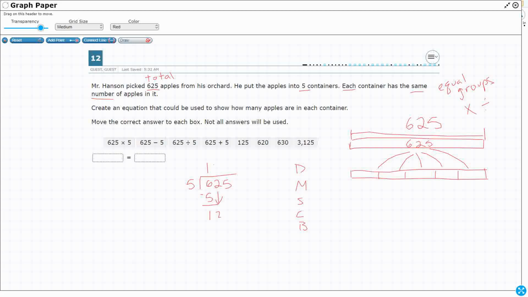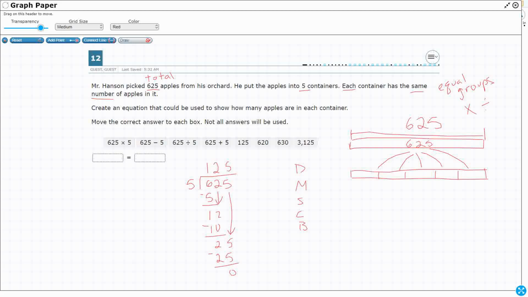5 goes into 12 twice. 2 times 5 is 10. Subtract. 12 minus 10 is 2. Check. Is 2 smaller than 5? Yes. Bring down the 5. Let's finish it out. 5 goes into 25 five times. 5 times 5 is 25. Look at that, nice and even. Subtract. There's no remainder, nothing left to bring down.